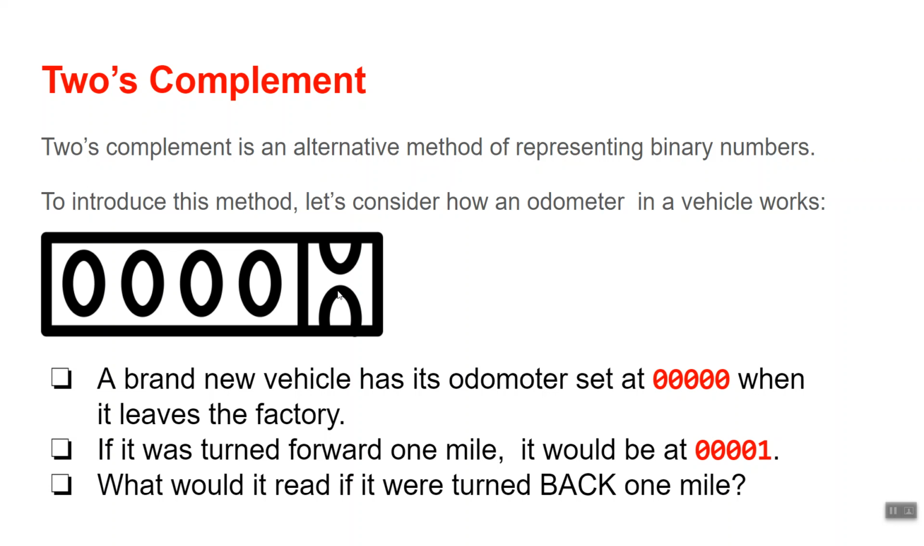But what would happen if we were actually to turn the odometer back 1 mile? So if it started at 0, but we actually rewound it so that it went back, what would that value look like? You've probably all seen a dial like this before on a mileometer. So just what do you think that would look like? Just a quick second to think of that.